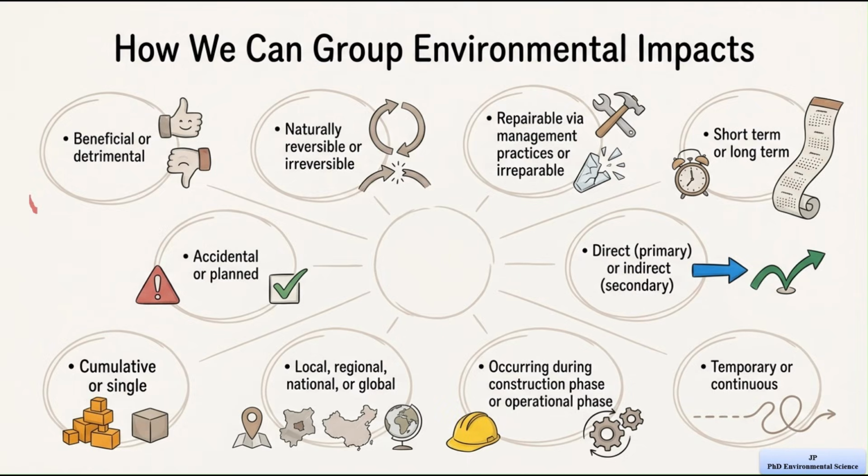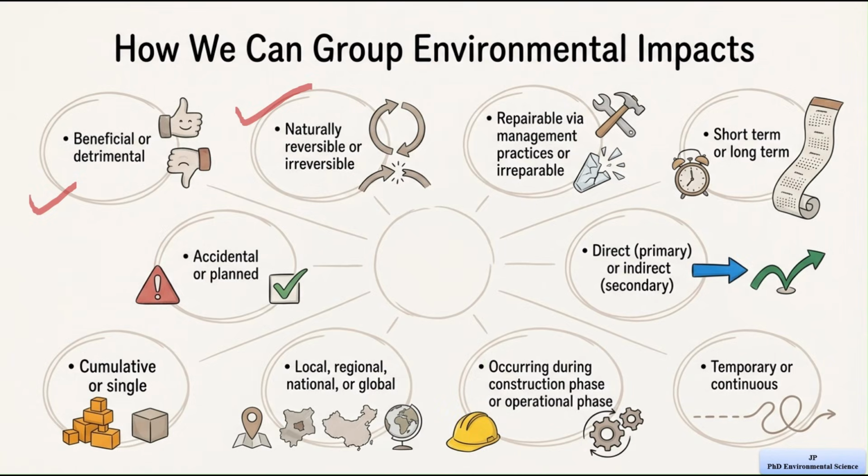First, based on nature of impact, beneficial or detrimental. Beneficial means positive impact, detrimental means negative impact. For example, a project creating jobs is beneficial, a project causing pollution is detrimental. Then second is based on reversibility, reversible or irreversible. Reversible means the environment can recover, irreversible means damage is permanent. Example, noise pollution is often reversible, loss of biodiversity is often irreversible.